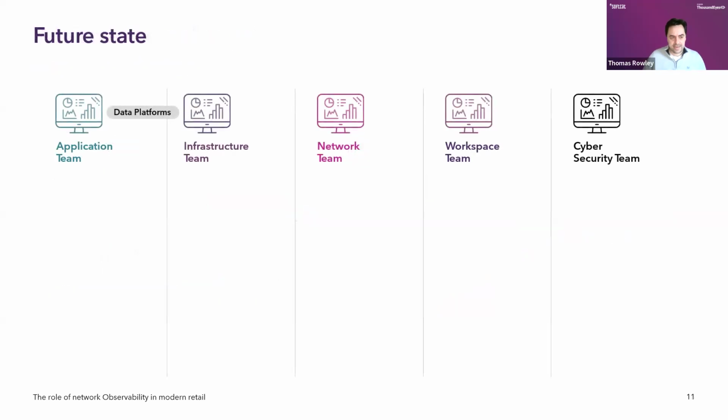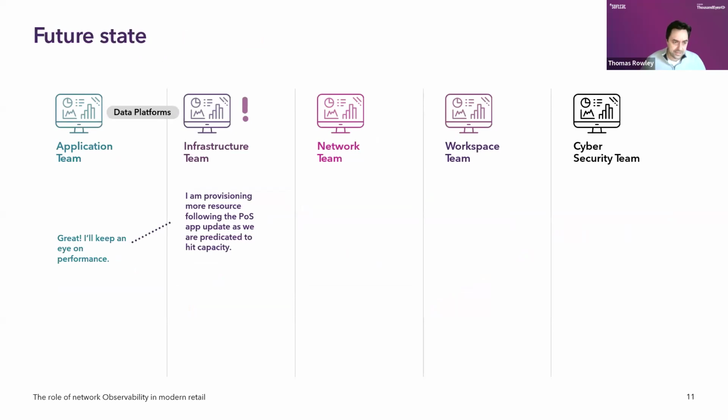Let's play that out again. In this situation, we've got observability tooling implemented. The infrastructure team still have an alert, but they are provisioning more resource following the point of sale application update, as they've already predicted using their observability tooling that they're going to start hitting capacity. They are informing that application team. Great, they can start to keep an eye on performance.